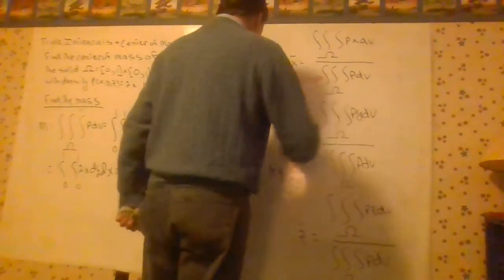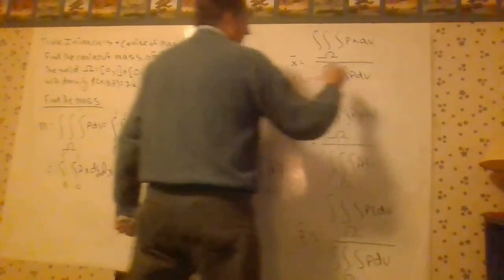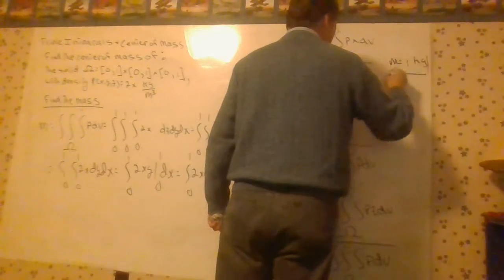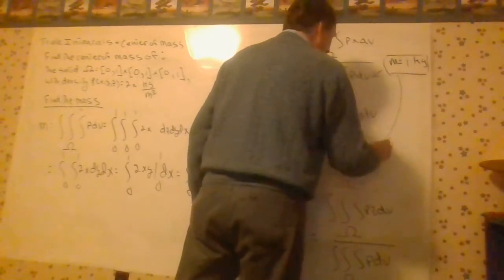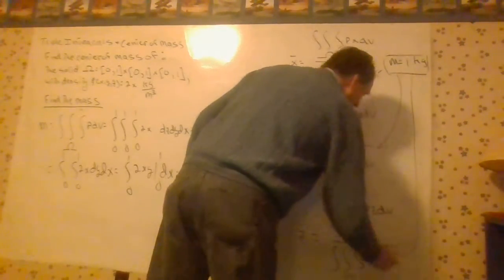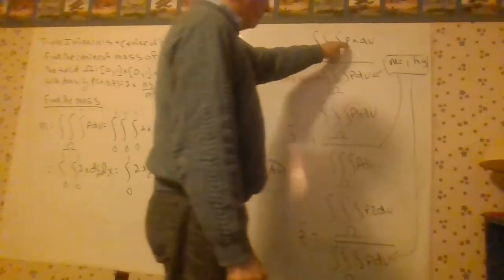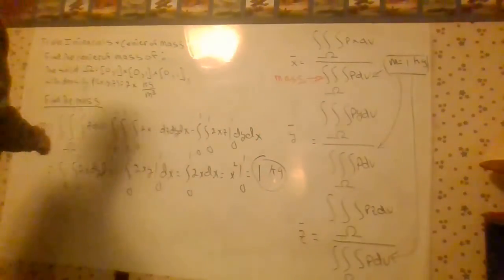Second of all, this mass, you can use that. Let's just make a record of that. M equals 1 kilogram, and that will appear in the denominator of all these calculations. And now we just need to integrate rho x dV, rho y dV, and then rho z dV, and that will give us the center of mass.